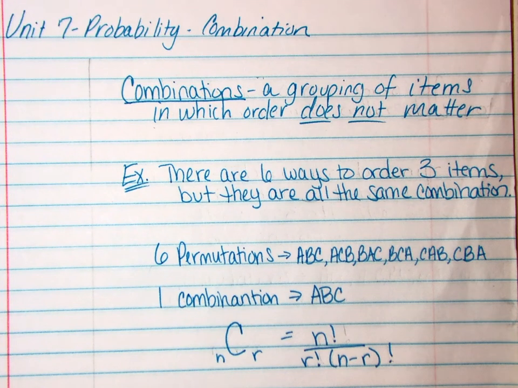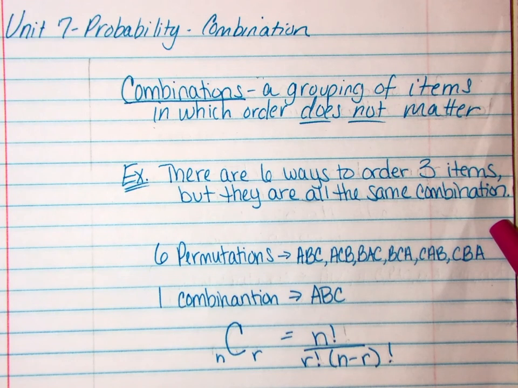Hey guys, we're going to talk about probability and combinations. Combinations is a grouping of items in which order does not matter. With permutations, order did matter. Combinations are when it does not matter. Our example here is, there are 6 ways to order 3 items, but they're all the same combination.